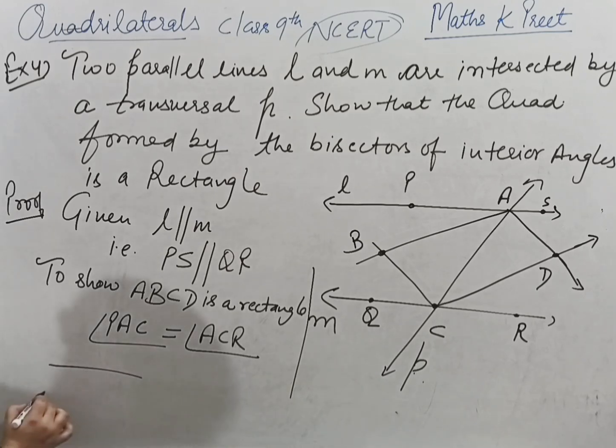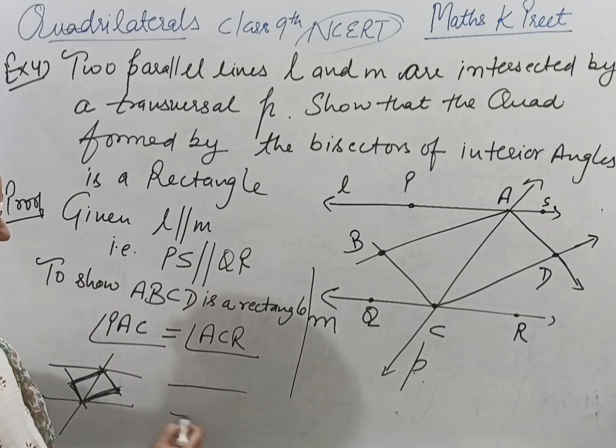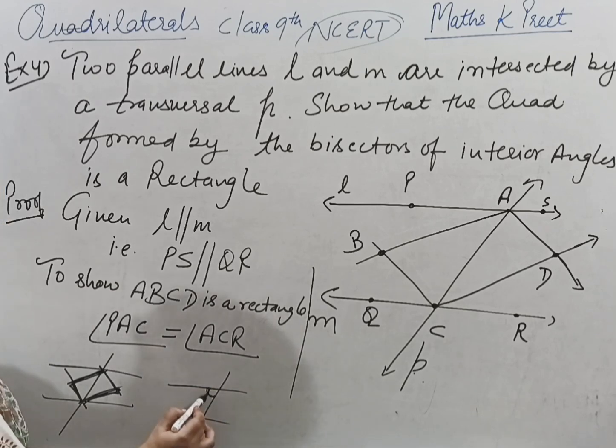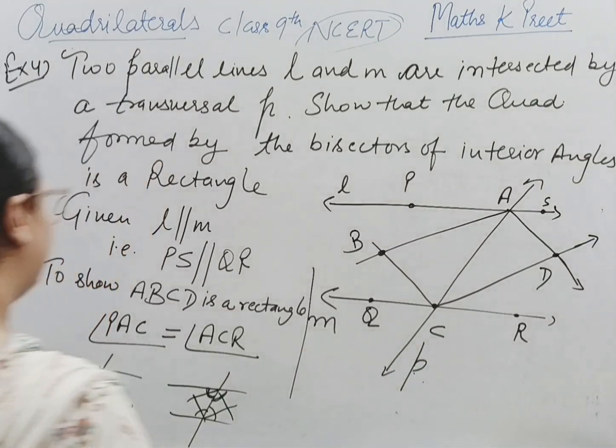So these are two parallel lines, and these bisectors are forming a rectangle. Bisectors of what? Interior angles. When there are two parallel lines and a transversal, we know that we have four interior angles, and the bisectors of all these are forming a rectangle. This thing we have to show. So this is the given figure.